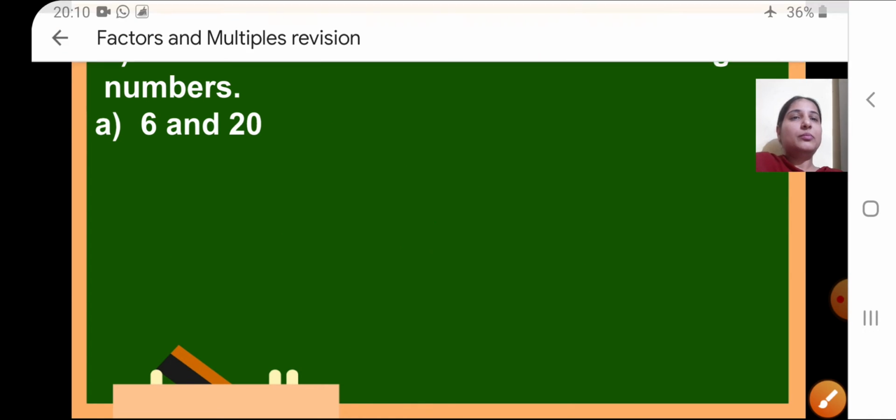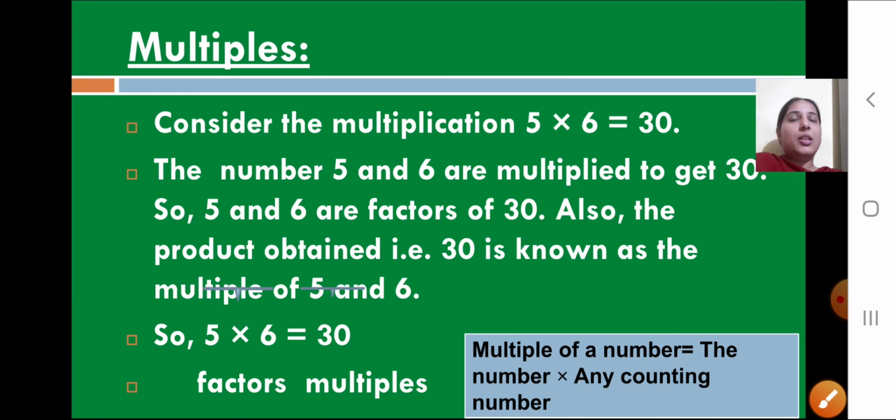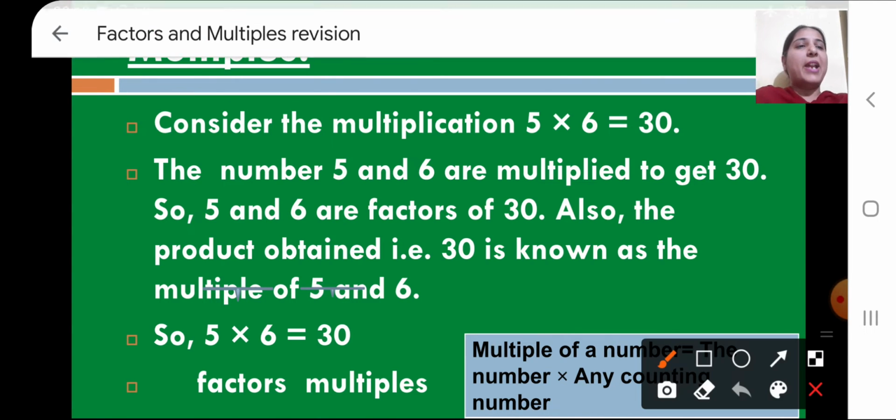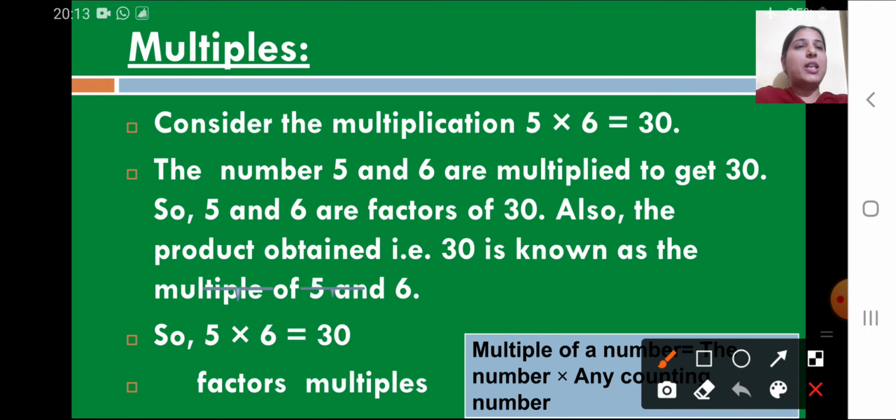Okay. Now children, we will see multiples. Now what are multiples? Consider the multiplication 5 multiplied by 6. Here you can see 5 multiplied by 6 is 30. So 5 and 6 are multiplied to get 30. So 5 and 6 here are the factors of number 30, whereas the product obtained, which is 30, is the multiple of 5 and 6.